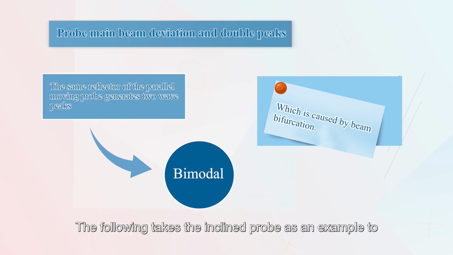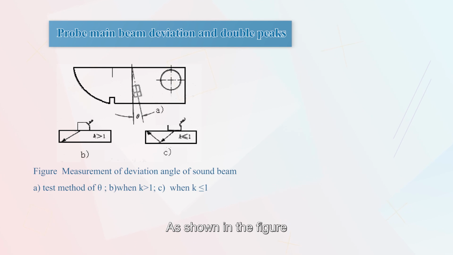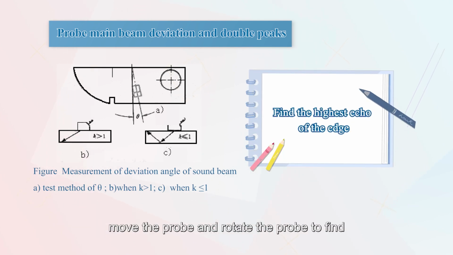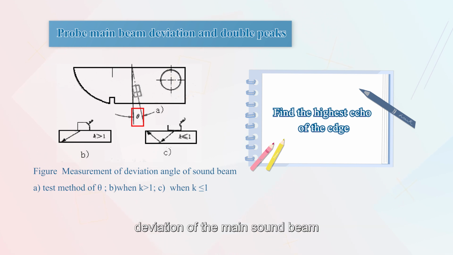The following takes the oblique probe as an example to illustrate the determination of the main sound beam deviation. As shown in the figure, the probe is aligned with the edge of the test block. Move and rotate the probe to find the highest echo of the edge. The angle between the parallel line on the side of the probe and the normal line of the edge is the deviation of the main sound beam.